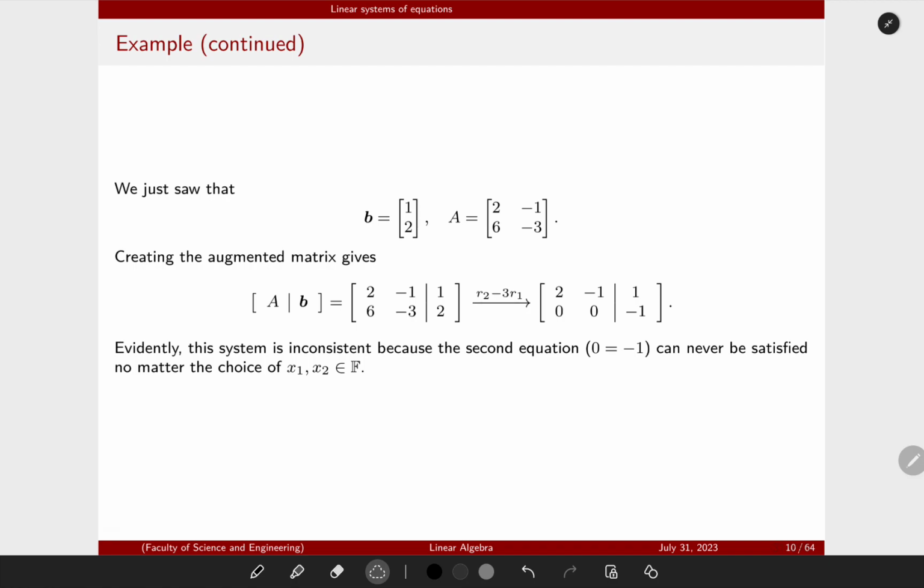And then we can perform an elementary row operation. In this case, we add -3 times the first row to the second row. So we take this row and multiply it by -3, and then we add it to this row. As you can see, this gives us this row here. If you write that out explicitly, you would get 0x1 plus 0x2 is equal to -1. So we get 0 is equal to -1, as we also saw before. And this means that our system is inconsistent because we cannot pick an x1 or an x2 such that every equation in the system is satisfied.